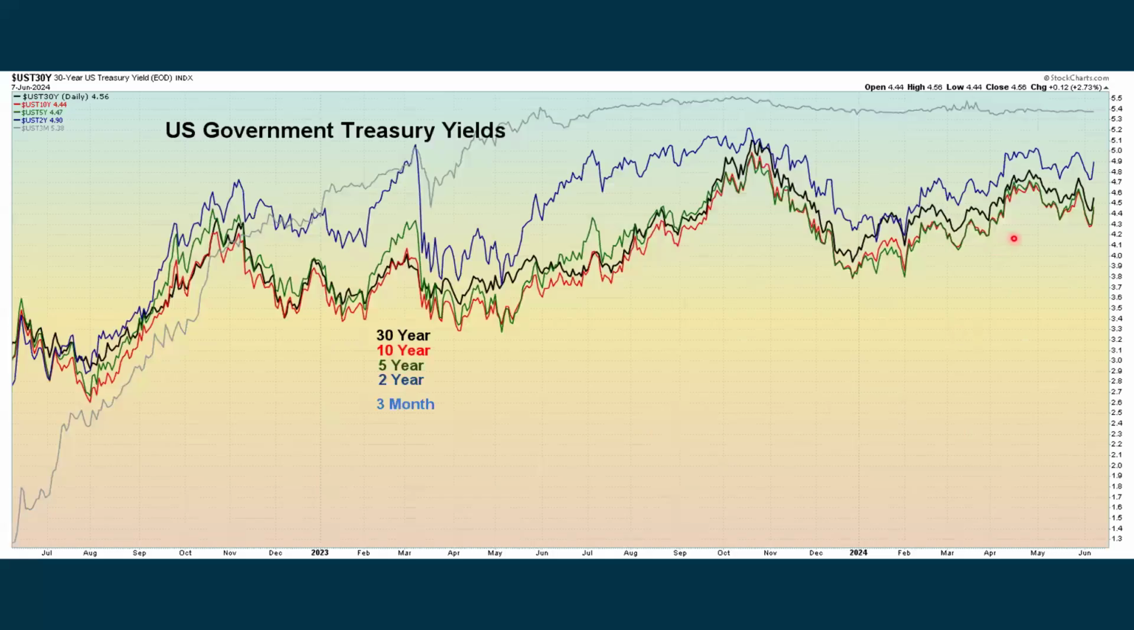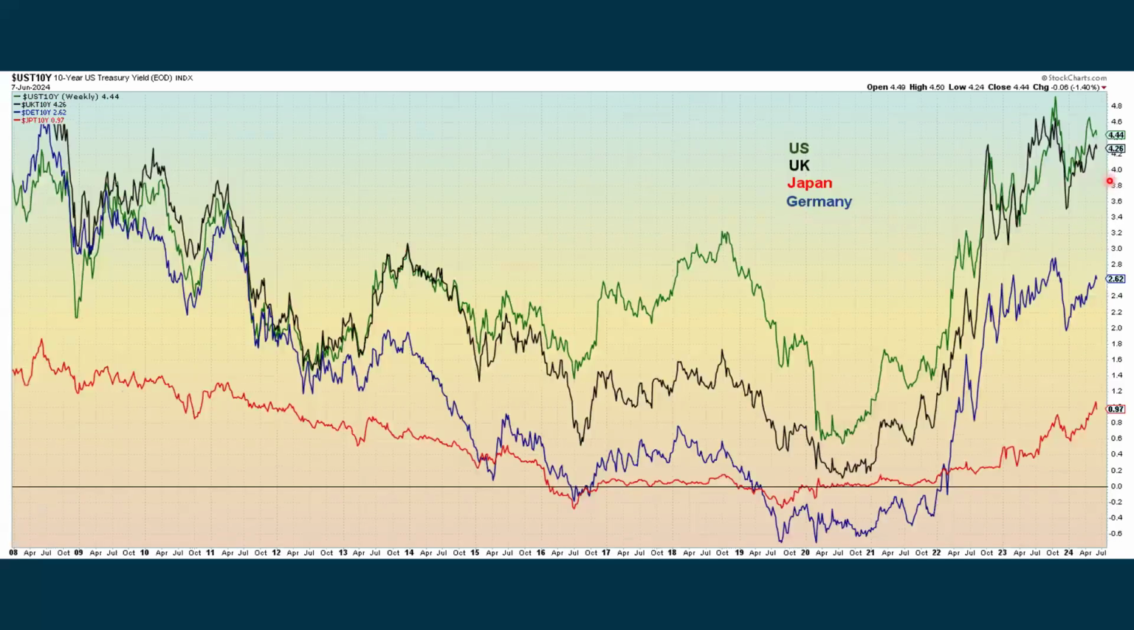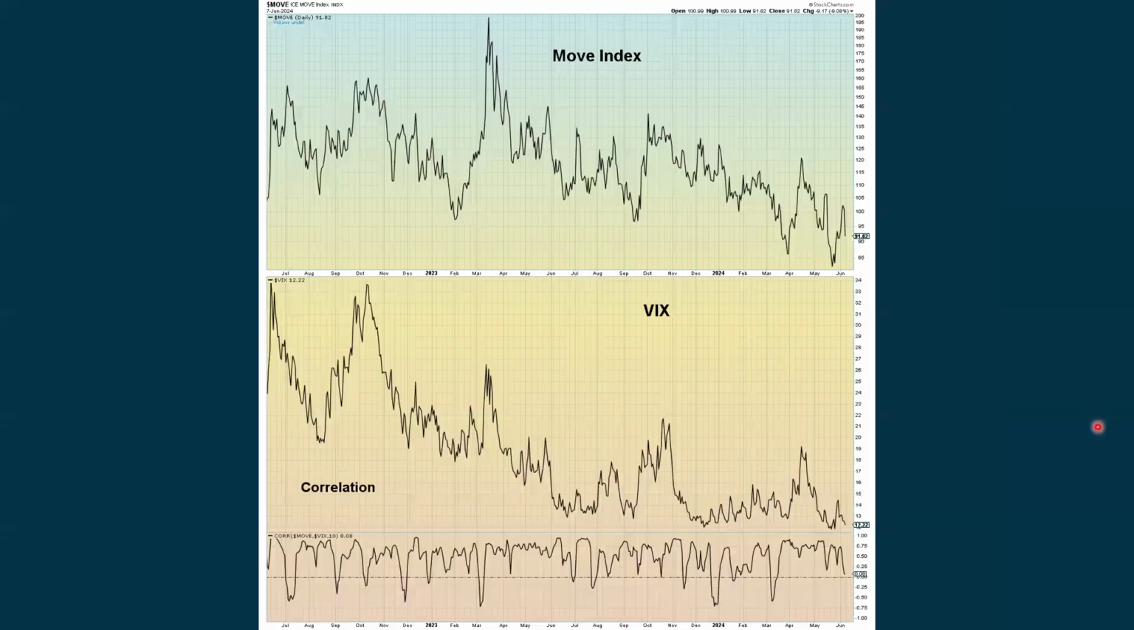Here's a daily chart of the yields where we had been declining, but then we saw the tick up in Friday's session. Here's a weekly chart showing how we saw a bit of a downtick in US, UK, and German rates, and Japanese rates, which are a lot lower, actually declined a little bit this past week.